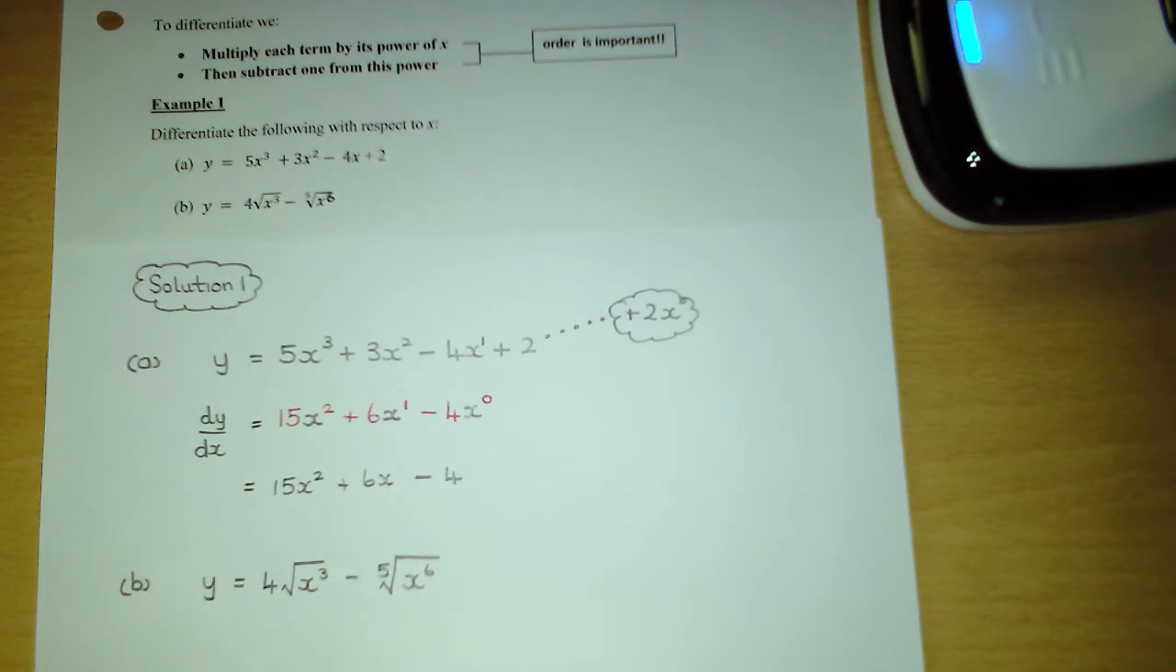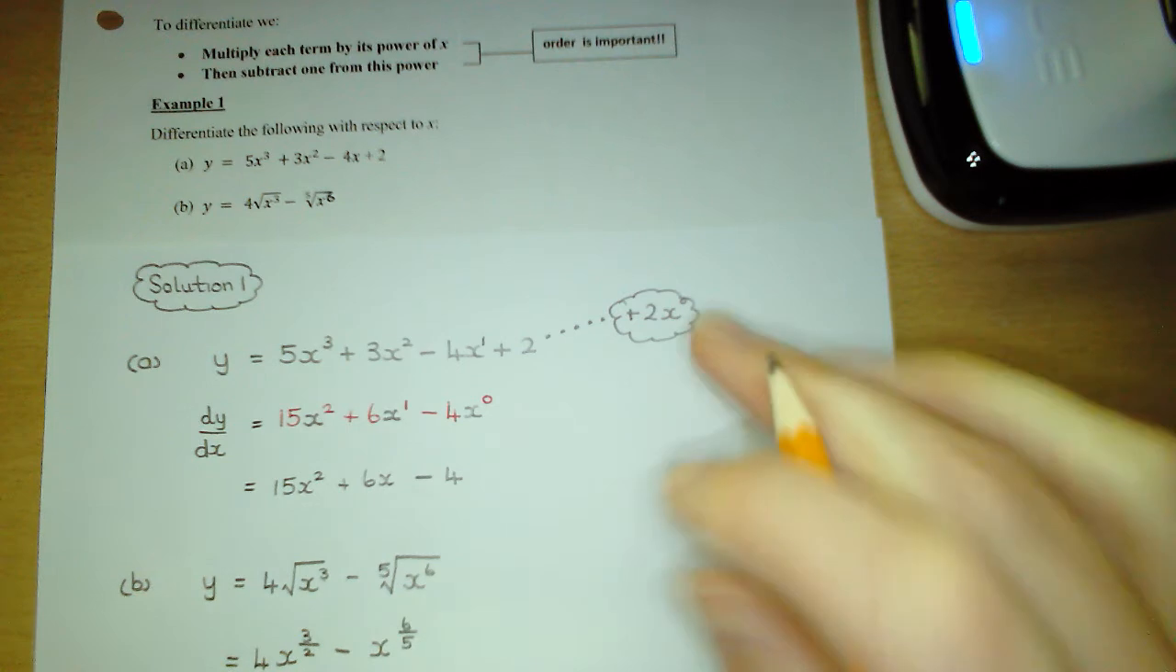The only way to get rid of roots is to rewrite them in index form. So you're going to rewrite them so that x has a fractional power. And the root that you take will always be the denominator of the fractional power, and then the power of x will be the numerator of the fractional power. So I'm going to rewrite it as 4 times x to the power of 3 over 2. And then copy down the subtraction, and we're going to have x to the power of 6 over 5.